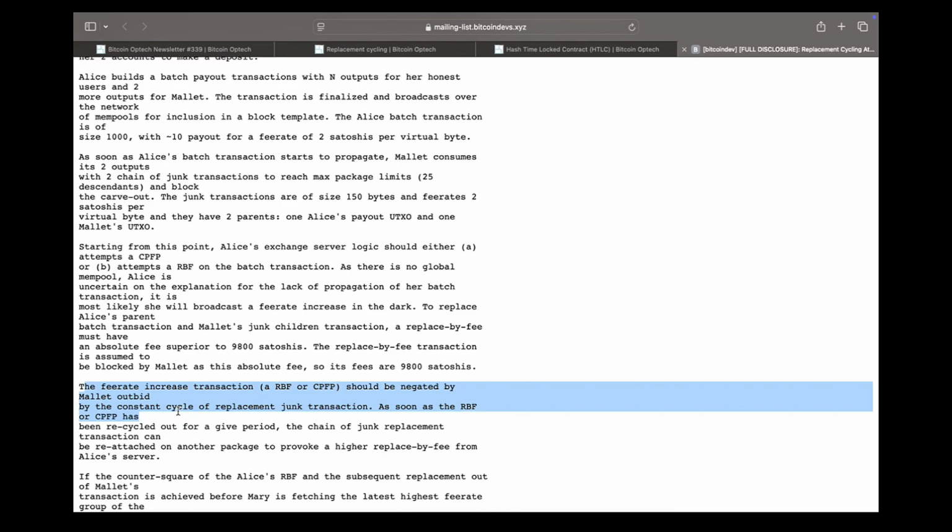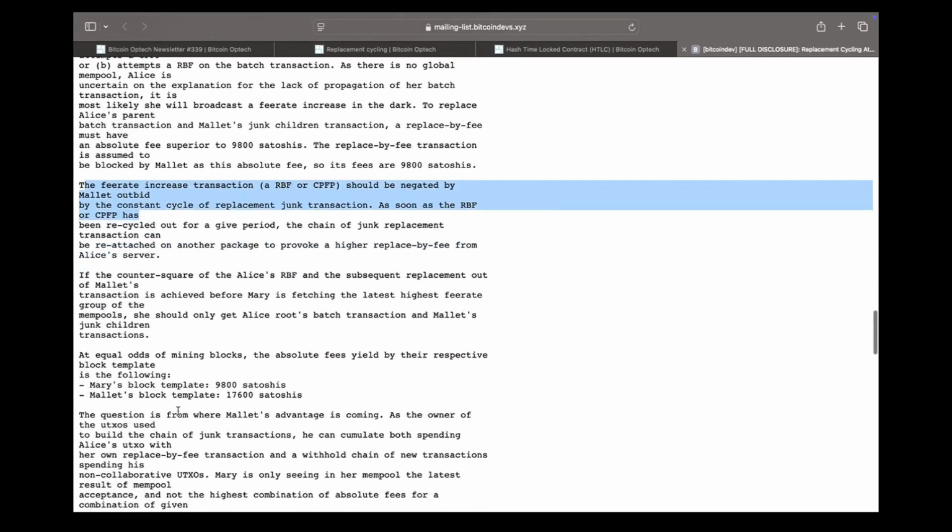And if Mary gets to mine that transaction, Alice's batch payout, then Mary gets to mine the older version because Mary, being a home miner, is not aware of Alice's fee bumps, right? So this is how a miner can exploit a replacement attack to artificially force a transaction that is broadcasted on the network to pay a higher fee. And if they mine it, they mine a higher fee version. And if another miner mines it, who is not frequently creating or refining their block templates, then they get to mine a lower fee version of the transaction.